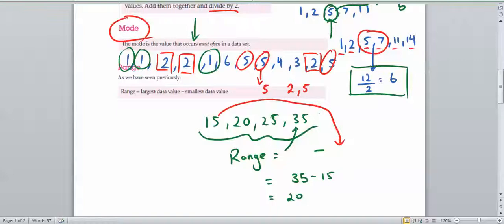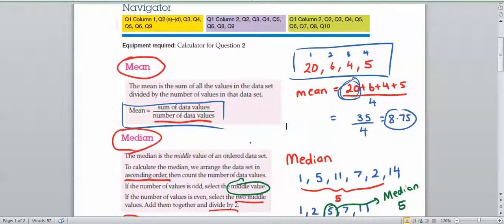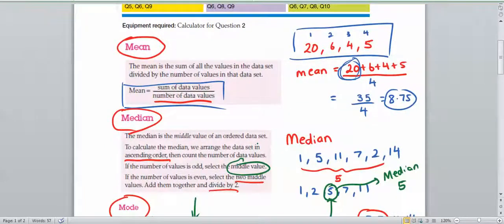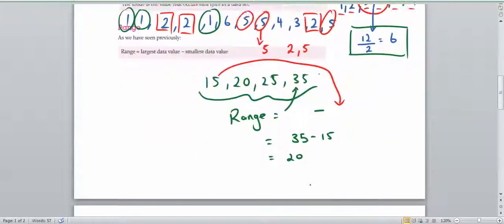Okay, so there's 4 things that I'd like you to remember. First of all, the mean is the average. The median is the middle point, in which there's two cases: the median for even and odd data values. And finally, we've got the mode, which is the most occurring thing, and the range, which is basically just the largest data value take away the smallest data value.